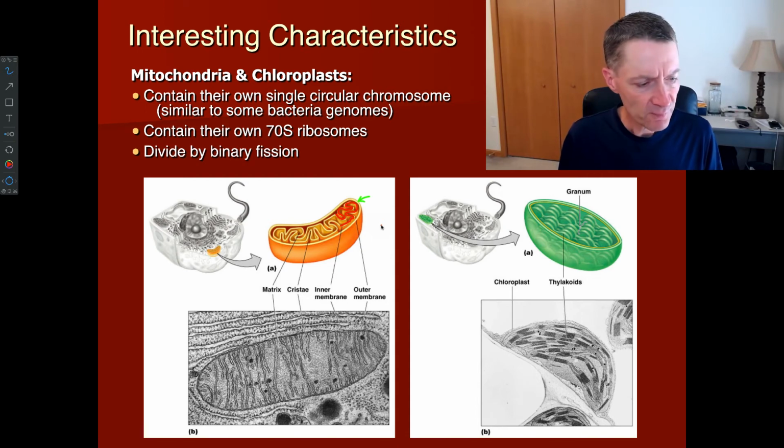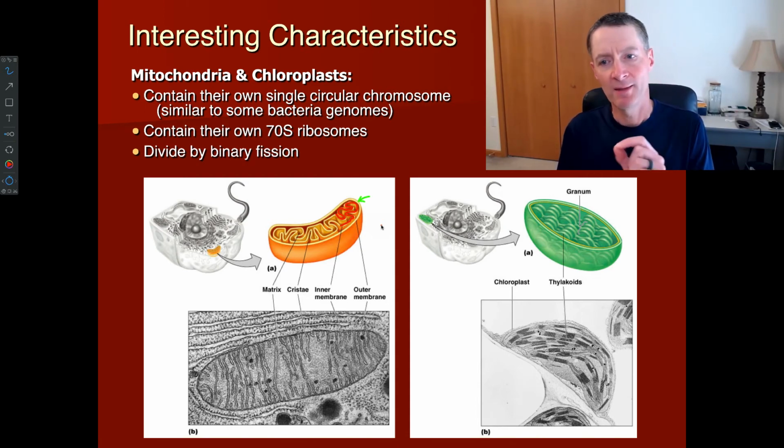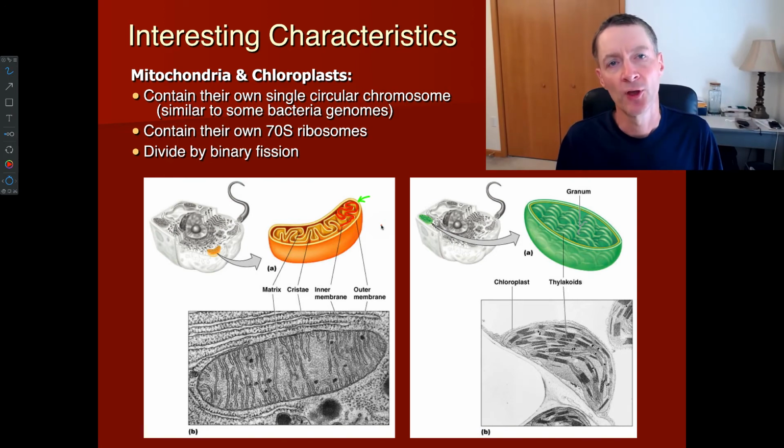All right? And what this evidence leads scientists to believe is that these subcellular compartments were once free-living organisms, and that this larger cell that became eukaryotic consumed these smaller prokaryotic cells. All right?